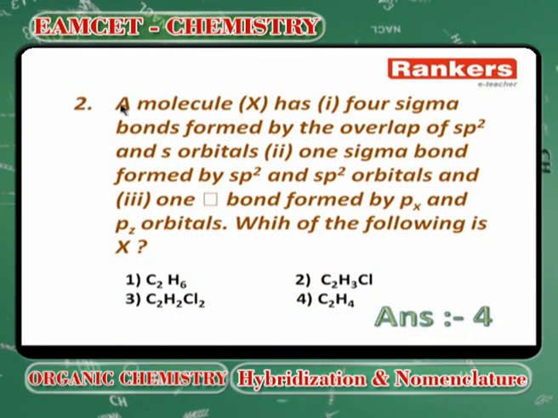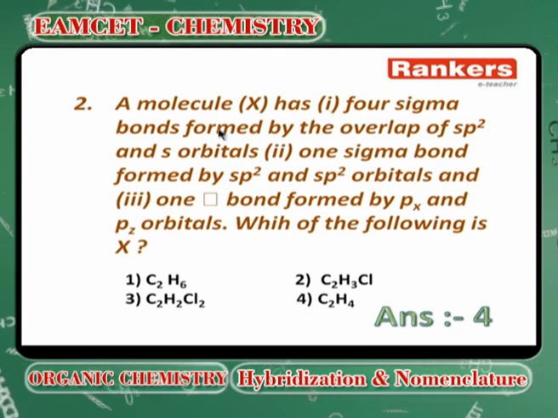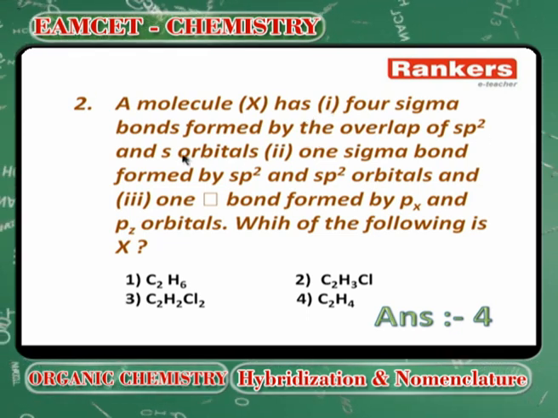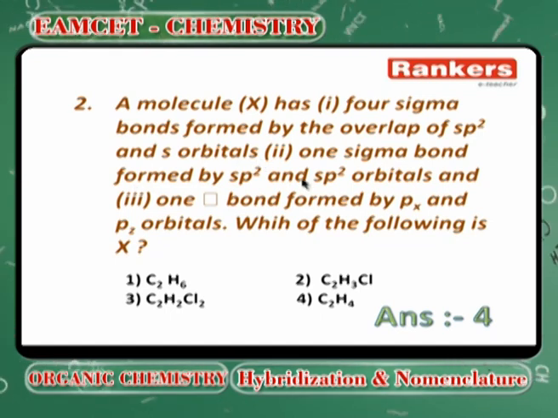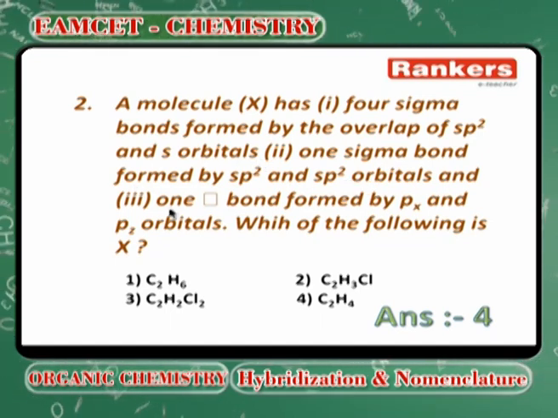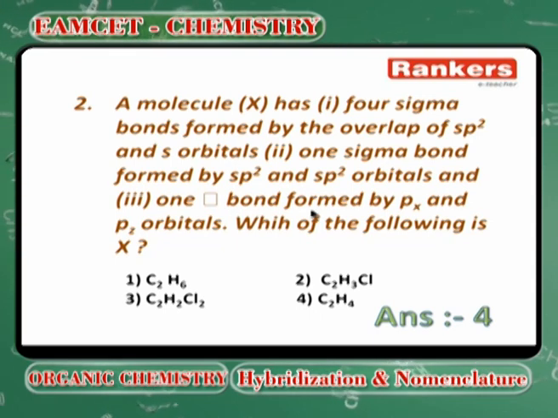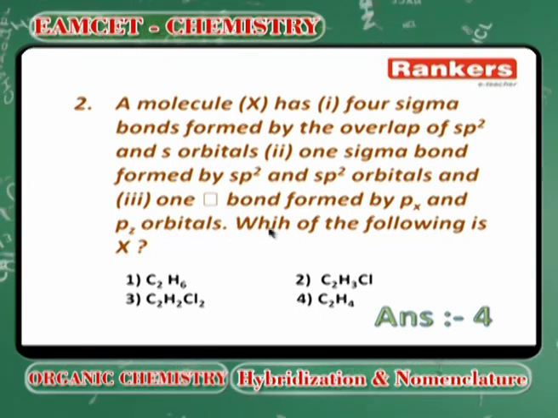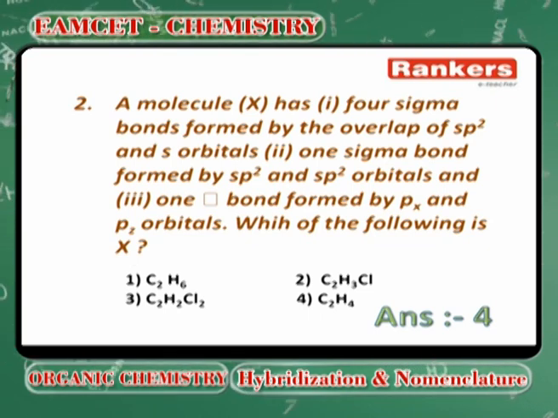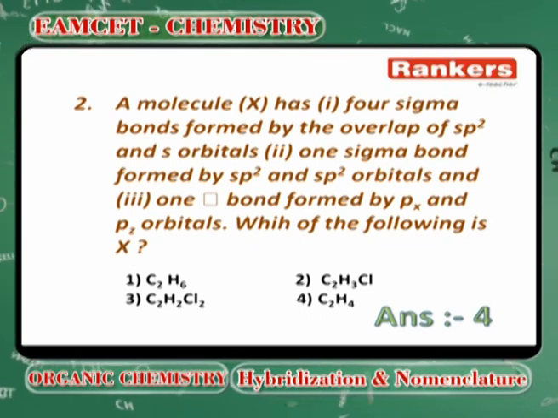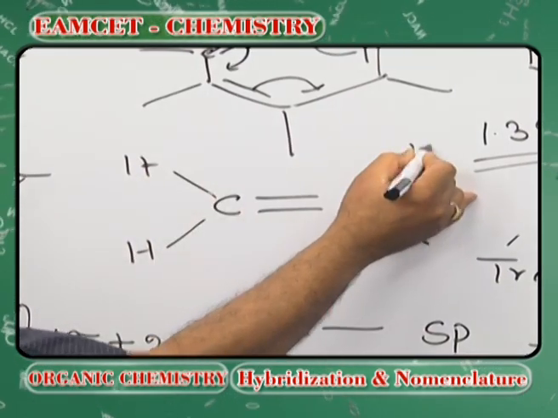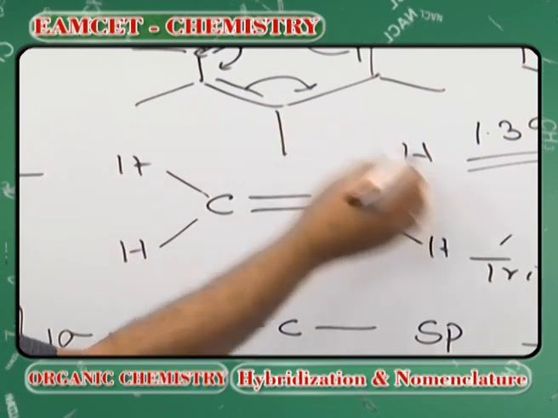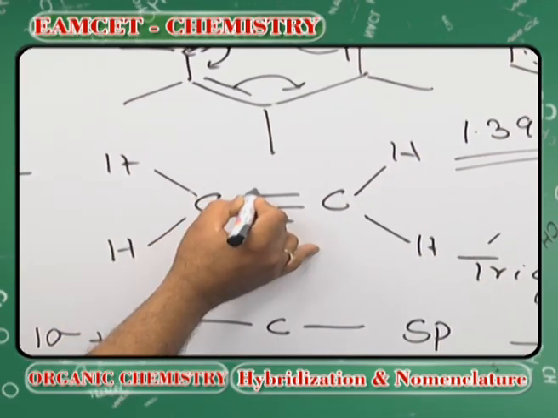A molecule X has 4 sigma bonds formed by the overlap of sp2 and s orbitals, 1 sigma bond formed by the sp2 orbitals, and the pi bond formed by the px pz orbitals. Which molecule does this description go to? That is, it is an ethylene molecule, wherein you find there are 5 sigma bonds, 4 with the hydrogens.